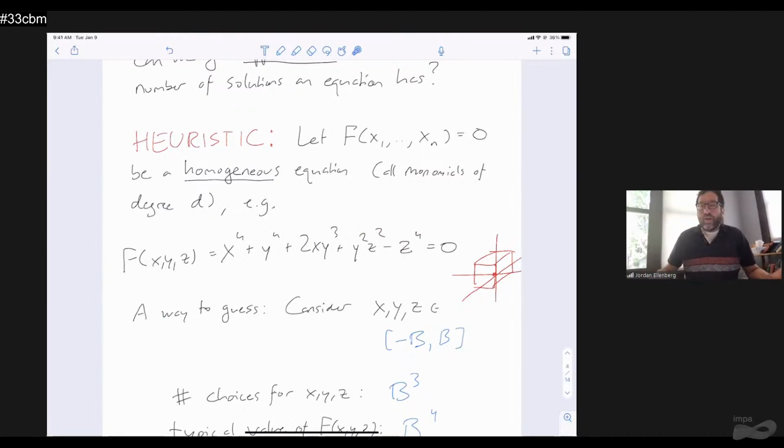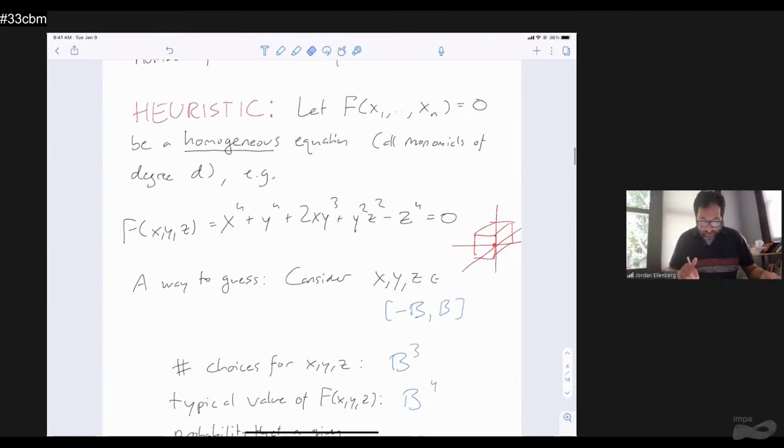And when I add them up, maybe that's still roughly size b to the 4th. And maybe I added 5 terms, so what? I'm not worried about the 5. So my expectation is that typically the value of f of x, y, z is around b to the 4th.